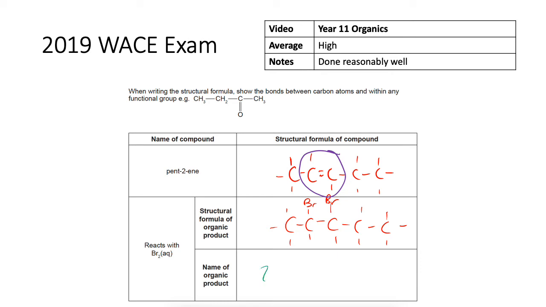It should be 2,3-dibromopentane. So please make sure you know how to name these things. It is quite important.